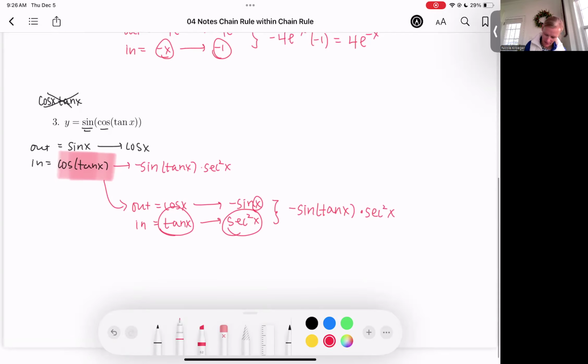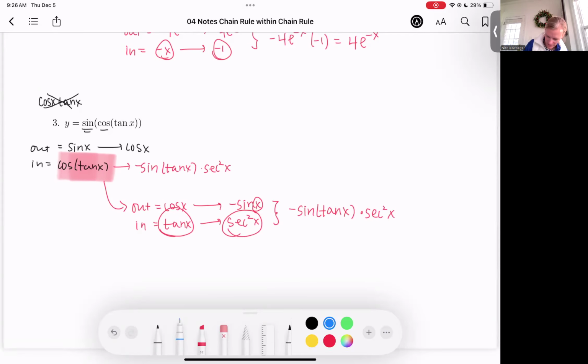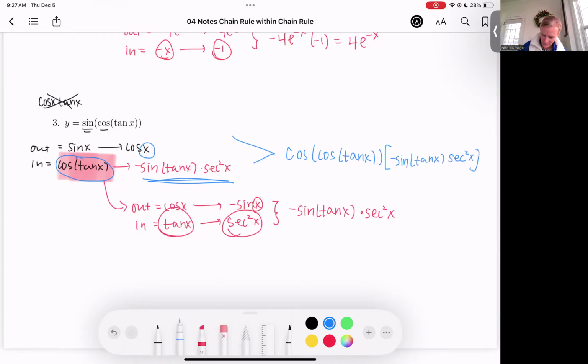Now again, not done. We're going to put this all back together. I'm going to plug my inside function into the derivative of my outside function. So I get cosine of tangent of x multiplied by all of this. Make sure you've got parentheses there because of that negative, or you could move the negative out in front of everything. So we have sine of tangent times secant squared.